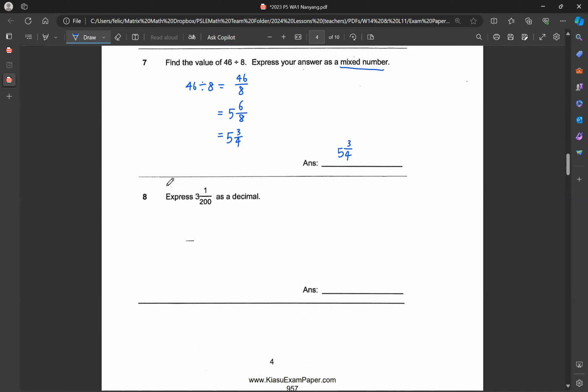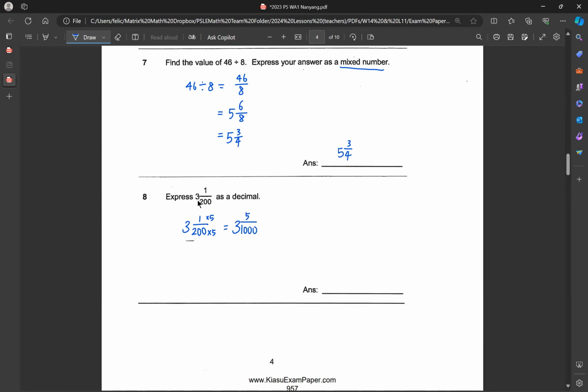All right. Now, next will be express 3 wholes and 1 over 200 as a decimal. So recall from your P4 work, when you express fractions as a decimal, the very first thing to check is whether the denominators are 10, 100, or 1000. If they are not, see whether you can somehow convert them to these three numbers. Okay, so we see a 200 here. The next biggest that I can convert to will be 1000. And you notice 200 you can easily convert to 1000, not an issue. Why? Because I can times 5, times 5. Okay, so 3 wholes and 5 over 1000.